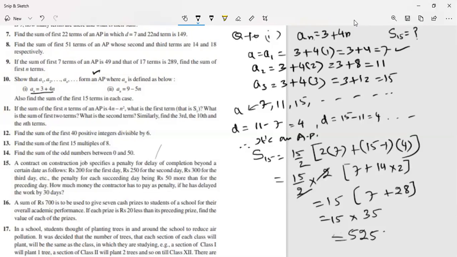Similarly, the second question is the same. an is equal to 9 minus 5n. Only this relation is different in the second question. You have to do that question.